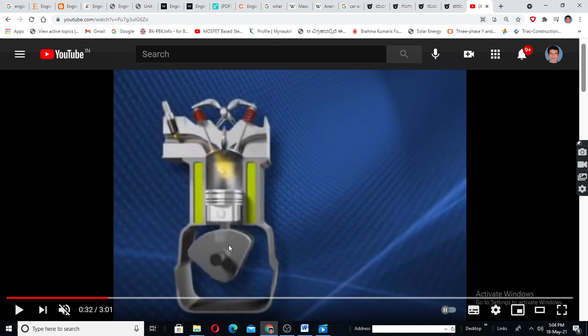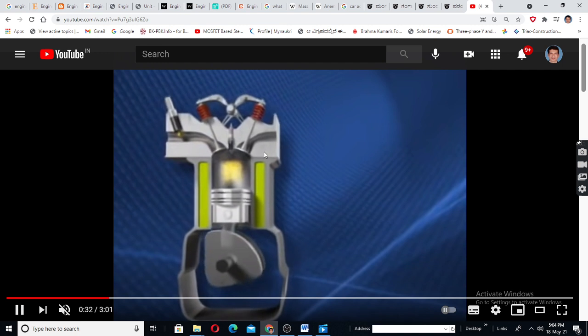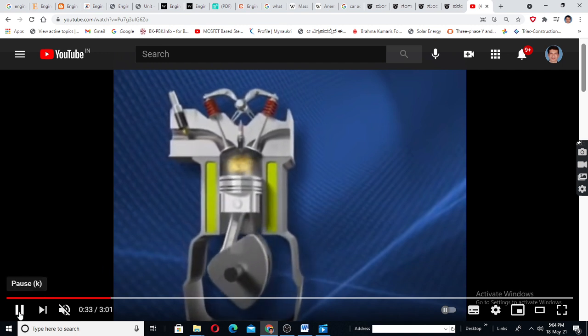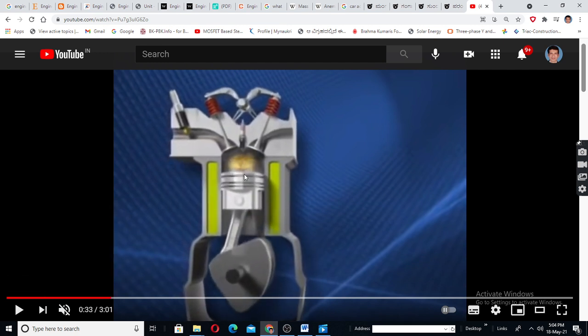Now, in the return stroke, it will be the compression stroke. You can see both will be off. See, both are off now. Now the fuel is being compressed, it is becoming hot. At the end of this stroke, the spark plug will ignite.